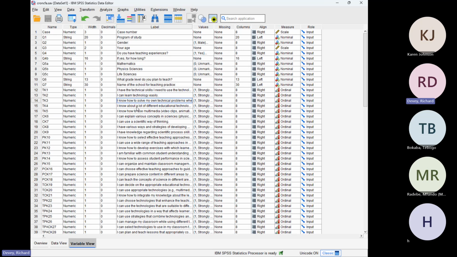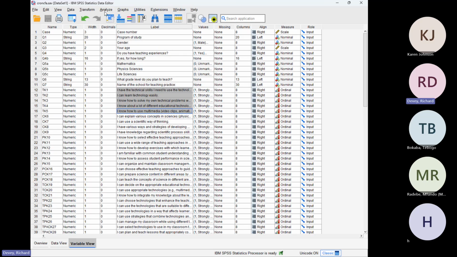I know how to solve my own technical problems, and so on. Those 5 statements are argued to make up this idea of technical knowledge. When we're using the scale, theoretically, if a person has high strength in technical knowledge, they would strongly agree with these statements. If they're low on technical knowledge, they would disagree with those statements. That's how we check the reliability of the statements.